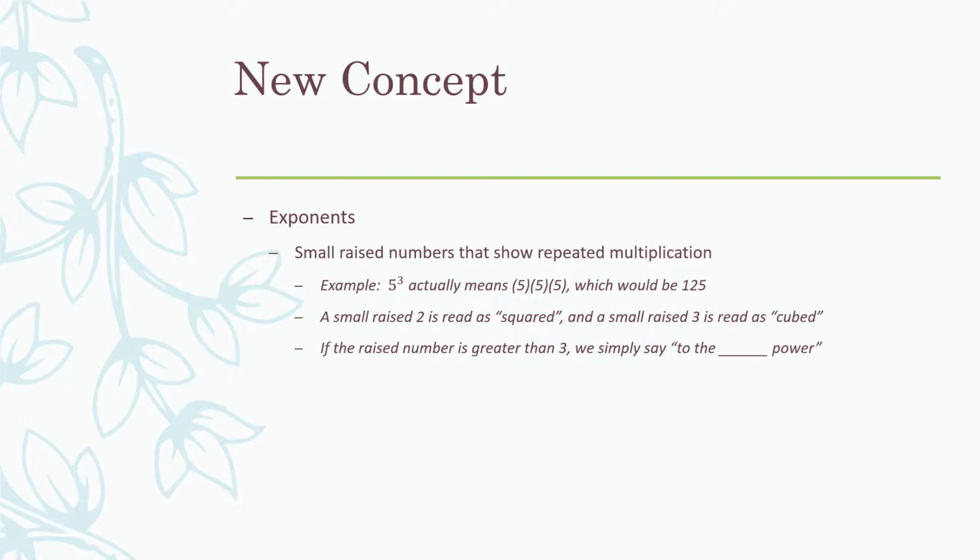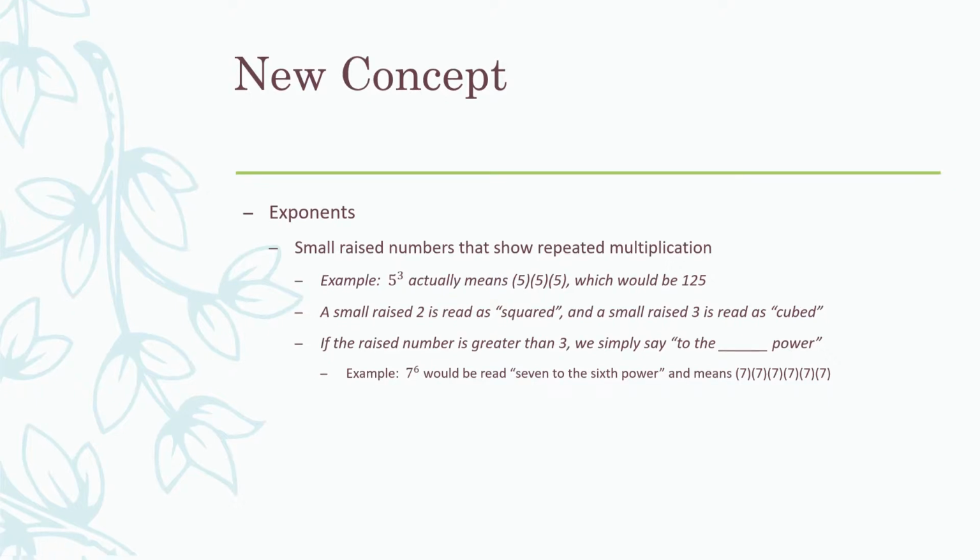If the raised number is greater than 3, then we would say whatever that number is to the blank power. The book likes to use the letter n as a missing number. So n can represent any number. So we would say to the nth power. So for example, 7 with a raised 6 would be 7 to the 6th power. And that means we're going to multiply 6 sevens: 7 times 7 times 7 times 7 times 7 times 7, which would be a really big number.